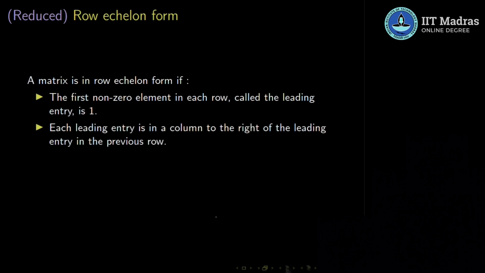The next axiom for the row echelon form is that each leading entry is in a column which is to the right of the leading entry in the previous row. Okay. So, like you saw in the previous example, in the first row the 1 was in the 1,1 place, in the second row the 1 was in the 2,2 place.